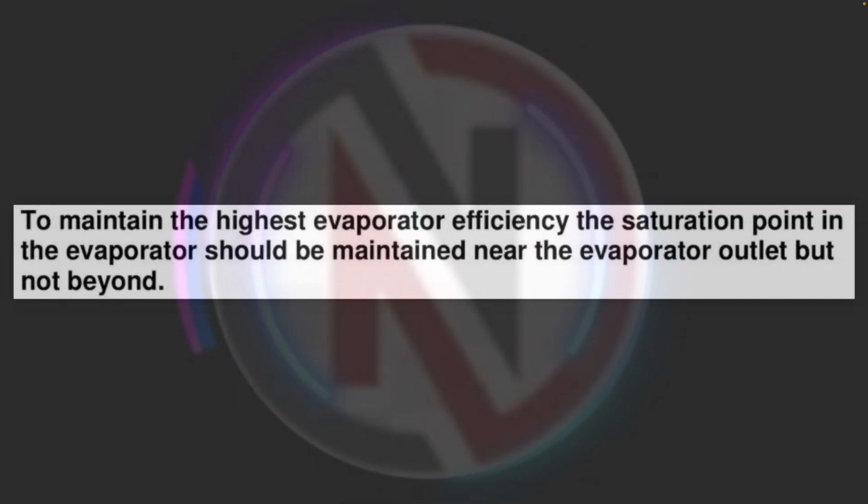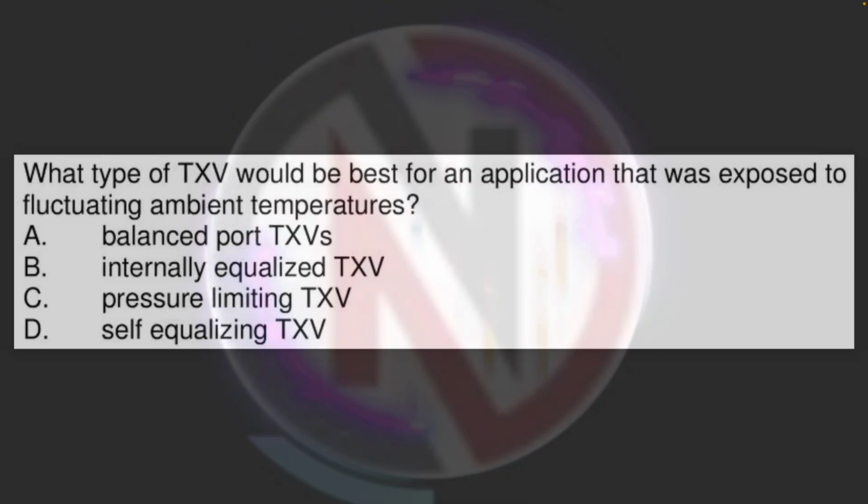To maintain the highest evaporator efficiency, the saturation point in the evaporator should be maintained near the evaporator outlet, but not beyond. What type of TXV would be best for an application that was exposed to fluctuating ambient temperatures? A. Balanced port TXVs, B. Internally equalized TXV, C. Pressure limiting TXV, D. Self-equalizing TXV.